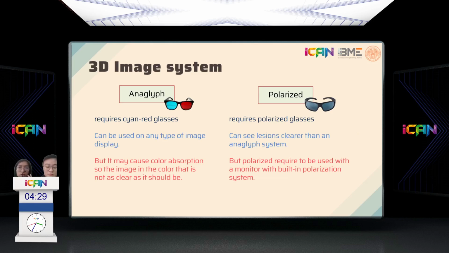In the comparison between the Anaglyph and Polarize systems, you will see that they are good for different purposes. The Anaglyph system can be used with any type of image display, but it may cause color absorption. The Polarize system can be seen more clearly than the Anaglyph system, but it requires a 3D monitor with a built-in polarization system.